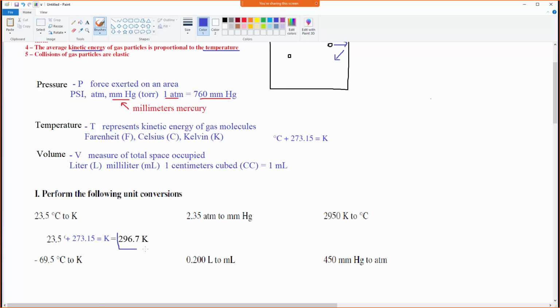Well, that was pretty simple. Were you guys complaining about algebra? Because this is part of what we mean by algebra. We can do this. You got it. Okay. How do we solve the next problem? 2.35 atmospheres to millimeters of mercury.